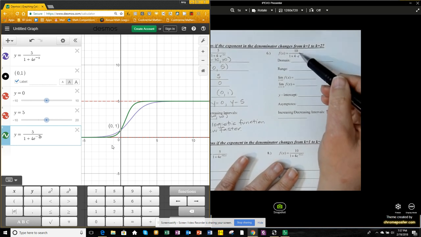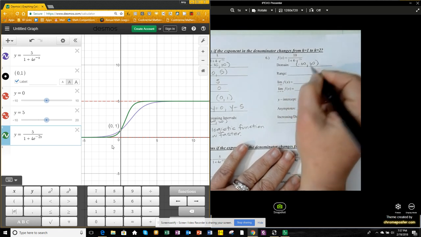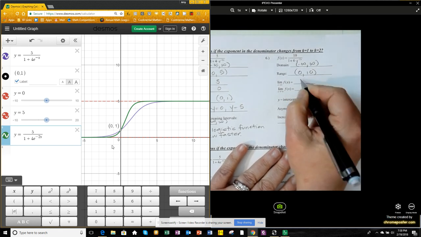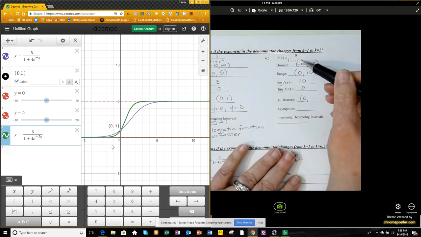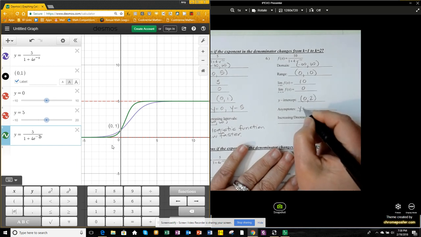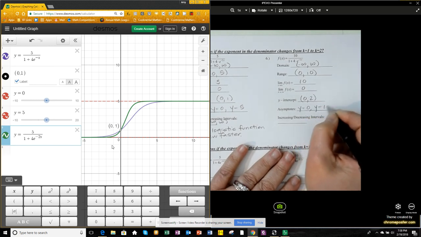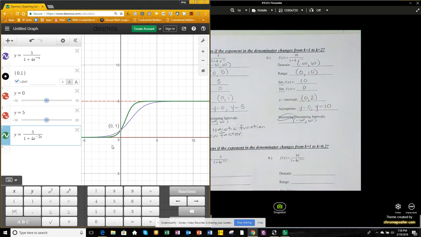And the same thing will happen here, except what changes if I change only the numerator? Well, the domain stays the same. The range now goes from 0 to 10. The end behavior is going to be 10 and 0. The y-intercept is going to be, if I put 0 in for x, 0, 2. And the asymptotes are going to be y equals 0 and y equals 10. Still increasing, negative infinity to infinity.